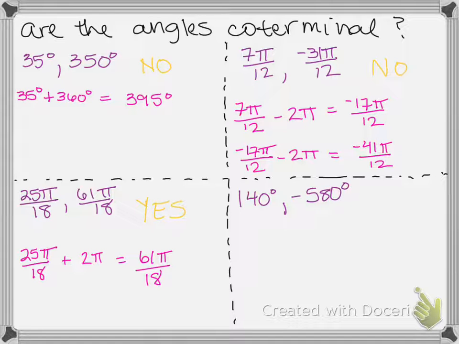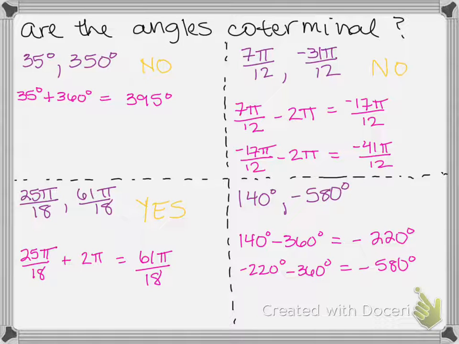All right, I have 140 and negative 580. I'm back to 360 because I'm in degrees again. So I'm going from a positive to a negative, so I'm going to say 140 minus 360, and that's negative 220. Well, that's not quite what I want. I want negative 580, so I'm going to do it again. Negative 220 minus 360 gives me negative 580. That's exactly what I'm looking for, so the answer is yes.